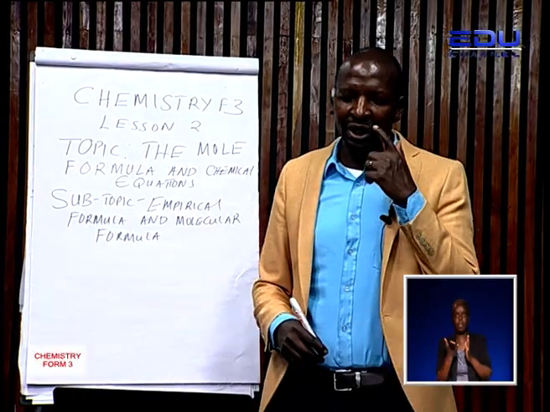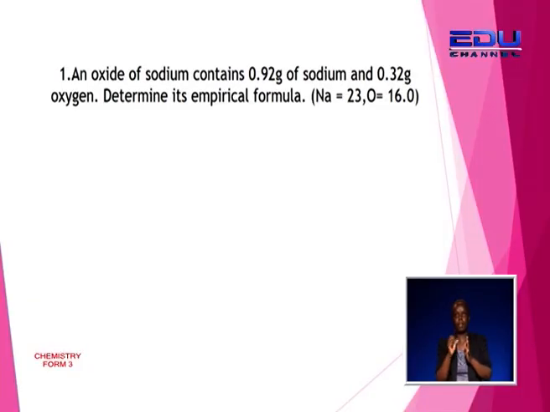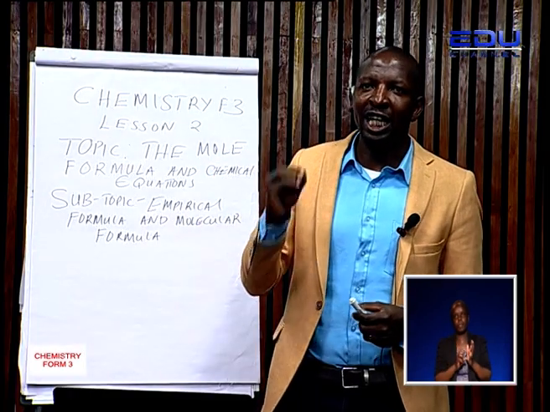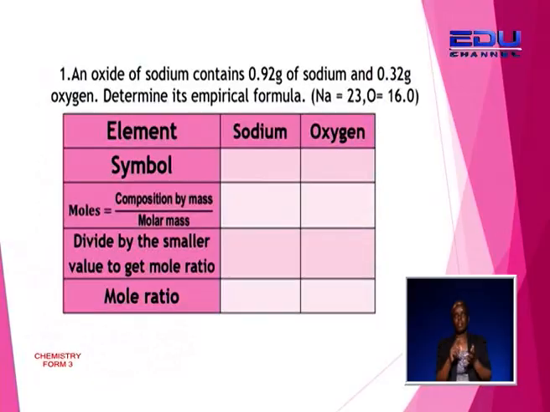We have an example there on the screen. An oxide of sodium contains 0.92 grams of sodium and 0.32 grams of oxygen. You are supposed to use that information to calculate the empirical formula of sodium oxide. So let's look at that scenario, and we start by looking at which elements are present there. The first element present there is sodium. The other element is oxygen. The symbol for sodium is Na, and for oxygen is O.